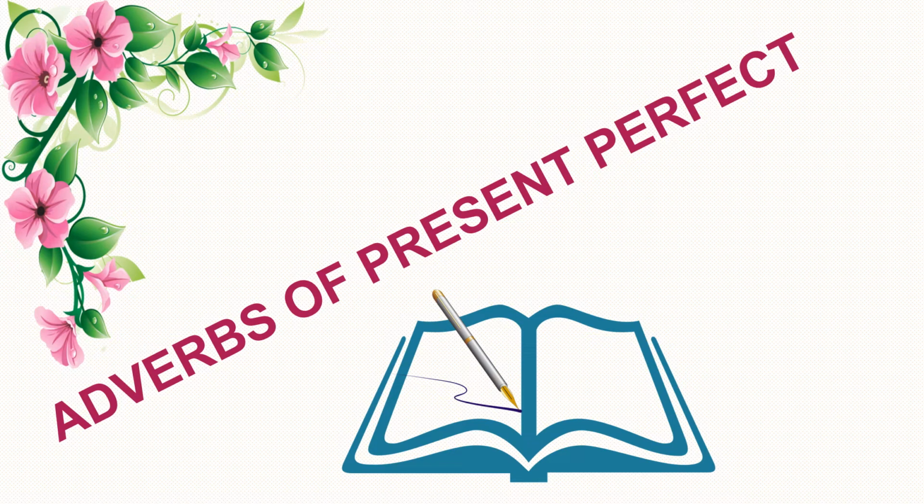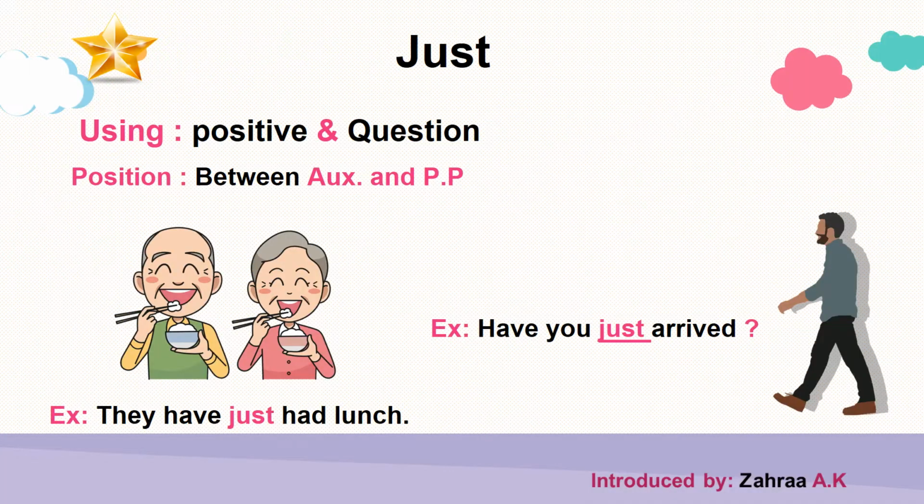Adverbs of the present perfect tense. ظروف المضارع التام. So the first adverb that we have to indicate the present perfect tense is just. Just means a short time ago or now, very soon. أول ظرف نستخدمه في زمن المضارع التام هو just، معناه a short time ago، يعني منذ فترة قصيرة أو لبرهة أو للتو.